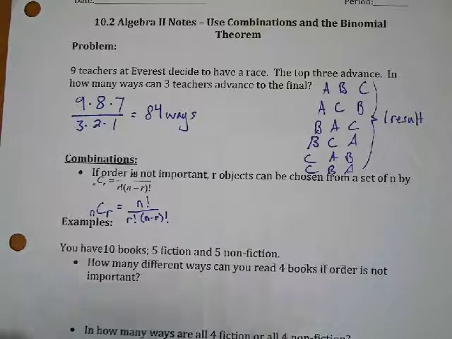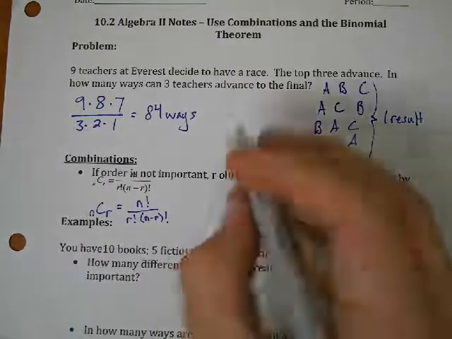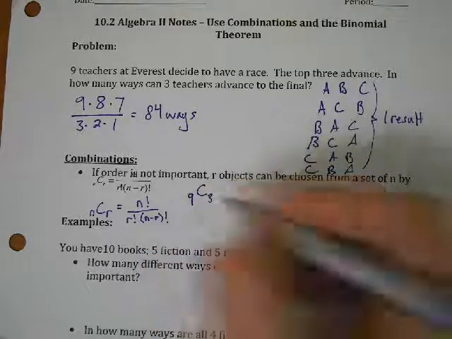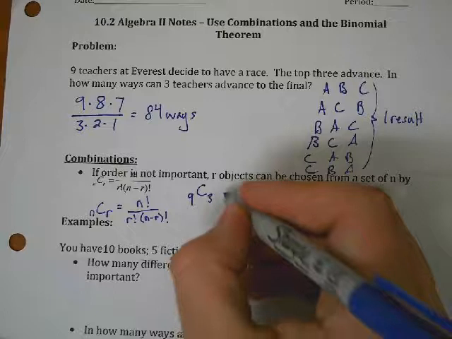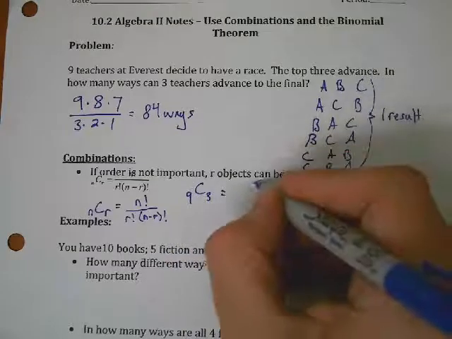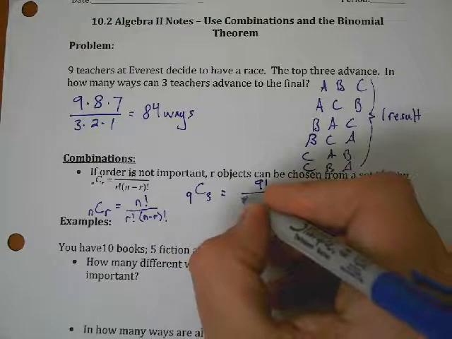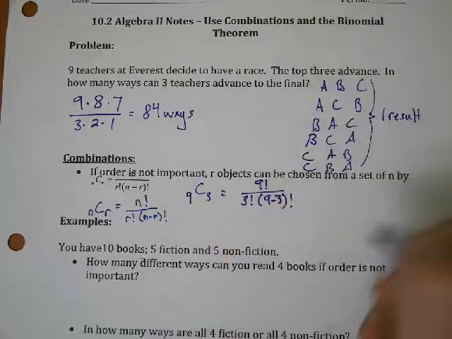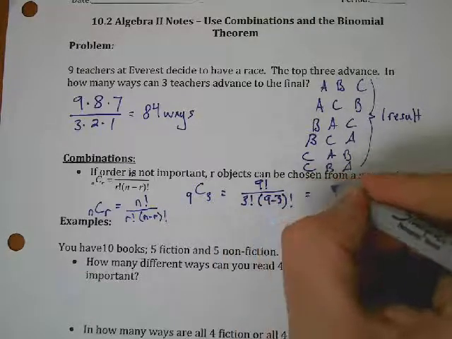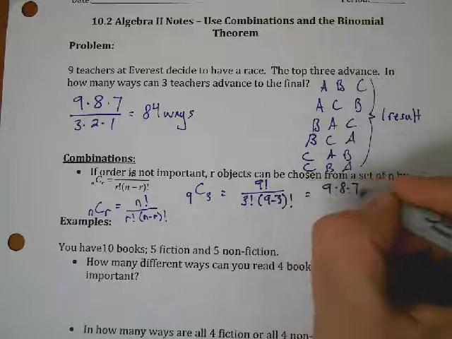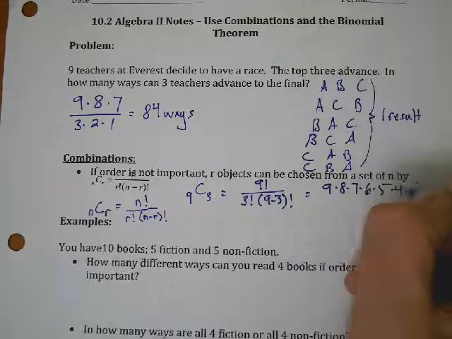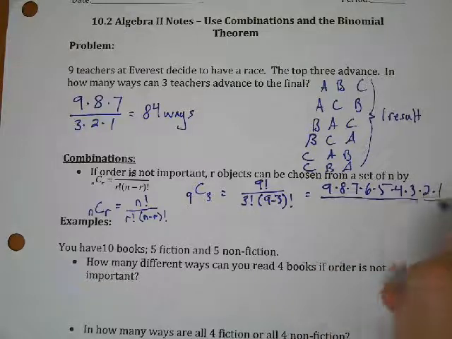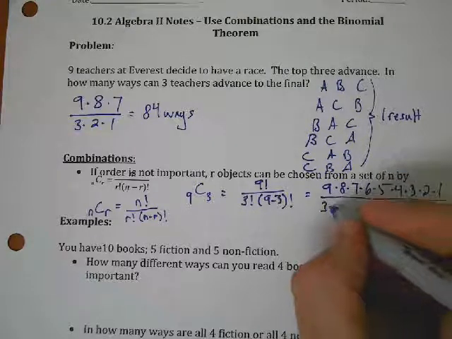Okay. So how do we use this? Well, if we get 9 people in a race and we want to see how many ways they can finish in the top 3, we can do this 9 choose 3 function. That gives us 9 factorial over 3 factorial times 9 minus 3 factorial. And if we work that out, that's 9 times 8 times 7 times 6 times 5 times 4 times 3 times 2 times 1, all of that divided by 3 times 2 times 1.